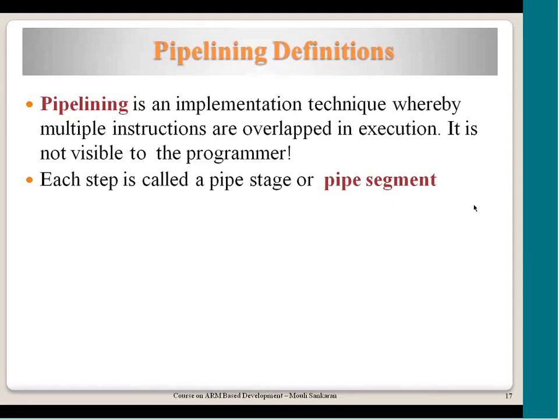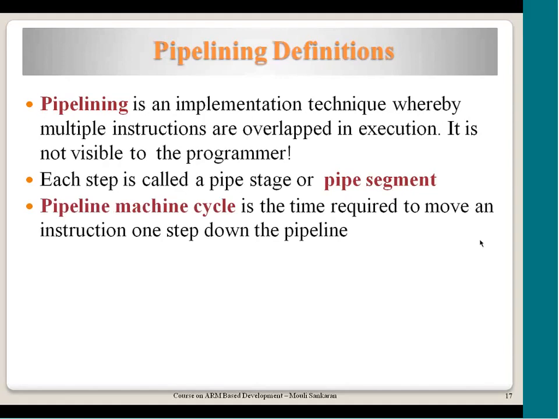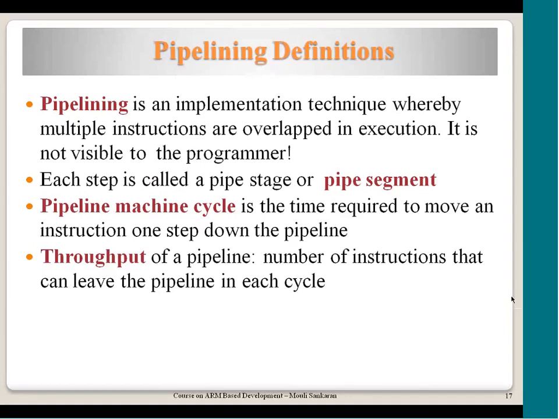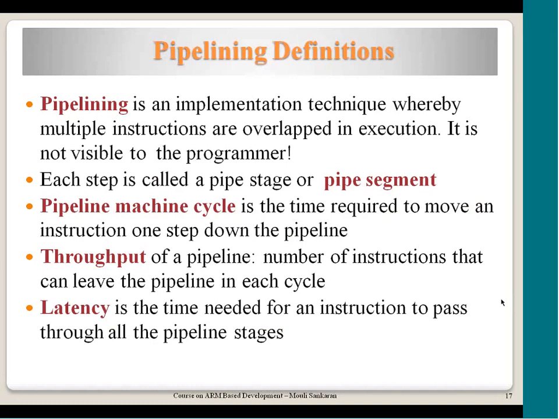Each step in the pipeline is called a pipeline stage or pipe segment, and the pipeline machine cycle is the time required to move an instruction from one step of the pipe to the next. The throughput of a pipeline is the number of instructions that can leave the pipeline in each cycle. Just remember this for a moment; it will get clear when I explain the concept. Latency is the finite time an instruction needs to pass through the pipeline. Based on the number of stages, the latency could be 3 cycles or 5 cycles, whether it is a 3-stage or a 5-stage pipeline.